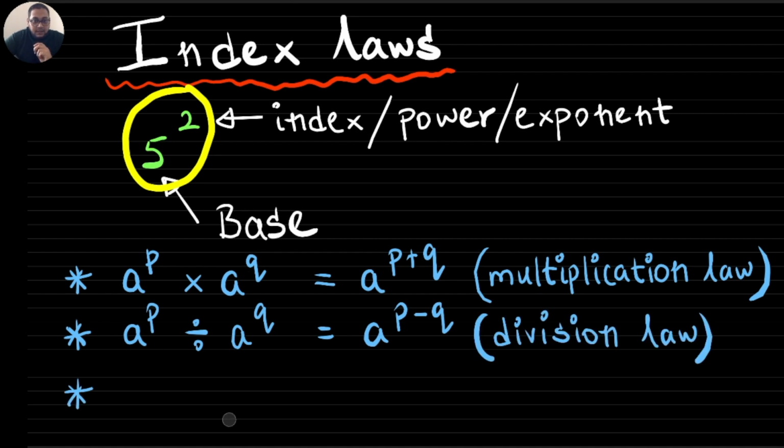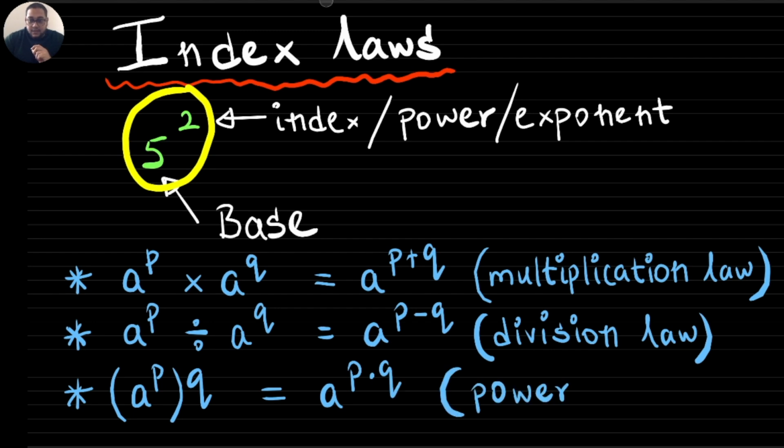For the third law, I'm going to consider a to the power p. I'm going to use a bracket, and then q would also be a power. This would lead to the multiplication of powers. Hence I have a to the power of p multiplied by q. And this is called the power law.